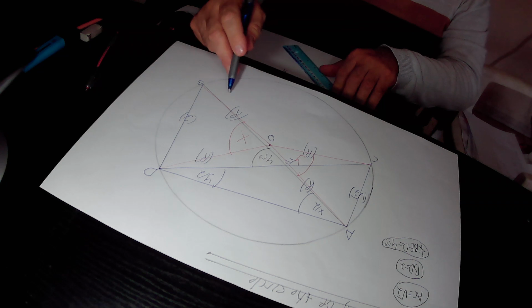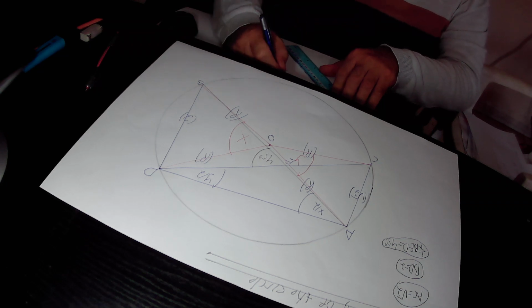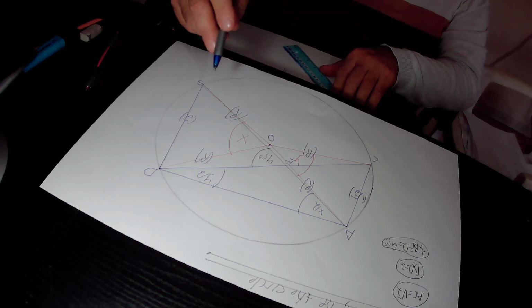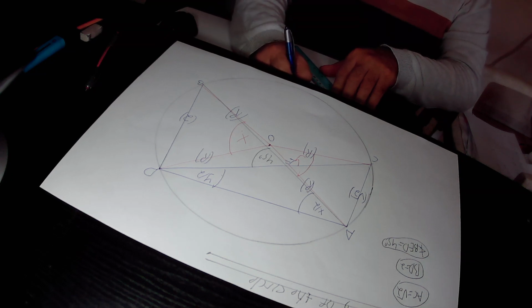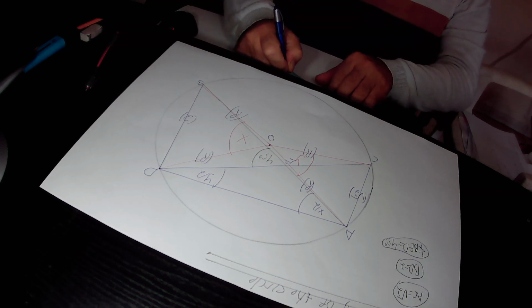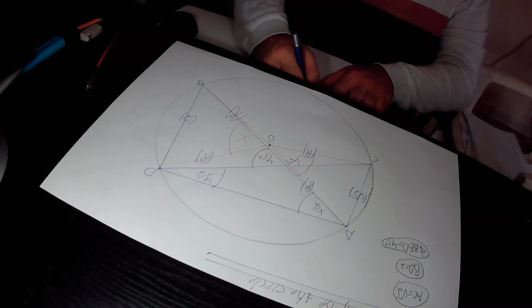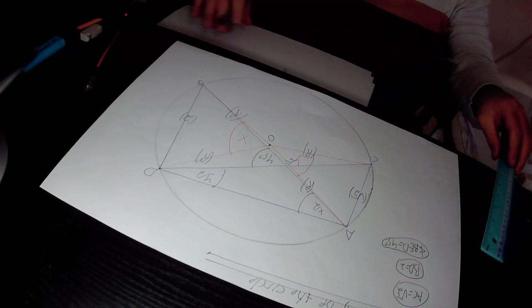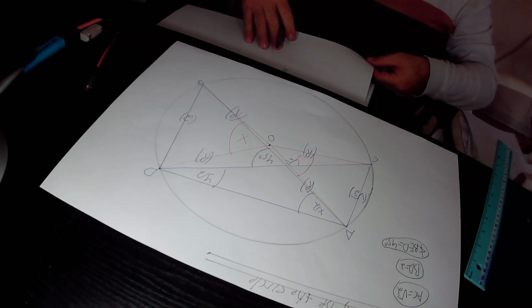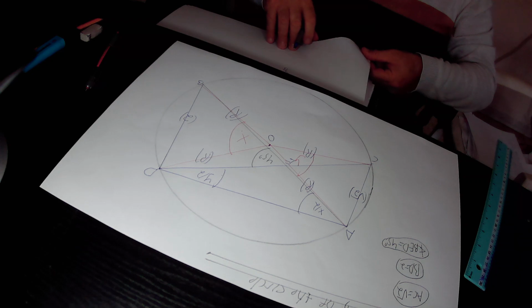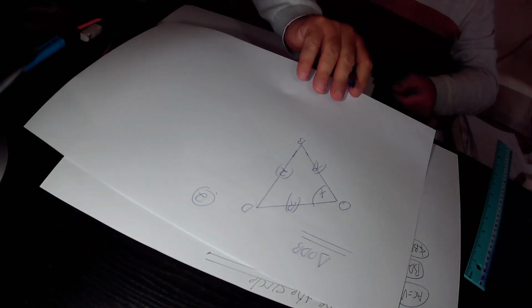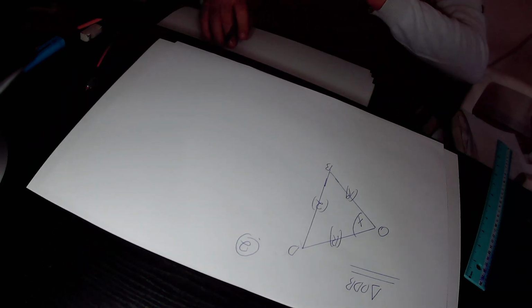Side OB equals R, it is the radius of the circle. Side OD also equals R. And side DB equals 2 units in its length according to what is given in the question. So actually, this is triangle ODB that I got from the original drawing.